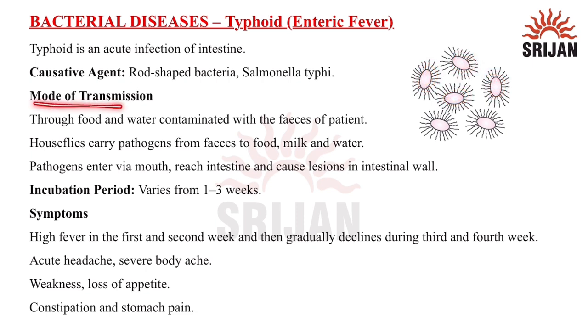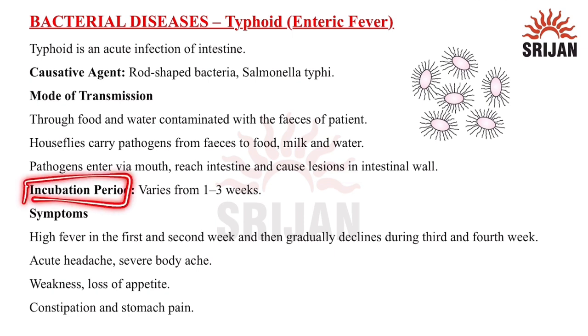Now, what is the mode of transmission? Basically, we get it from food and water contaminated with feces of a patient. Housefly carry the pathogen from feces to food, milk, and water. Again, you can see that the housefly is the main pathogen carrier, which is a vector, spreading yet another disease, which is typhoid. Pathogens enter via the mouth, reach the intestine, and cause lesions in the intestinal wall.